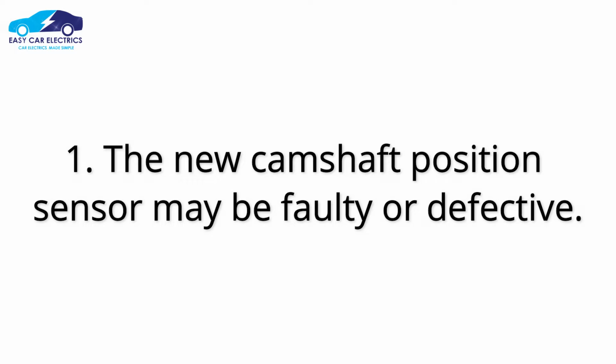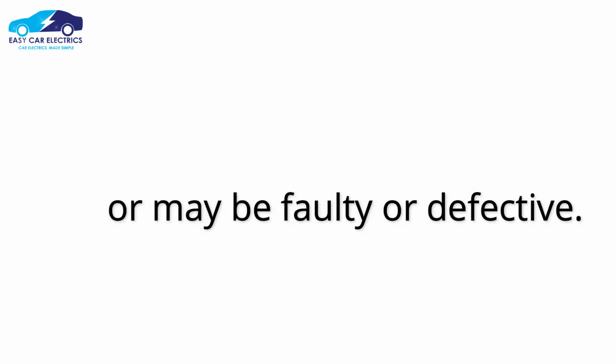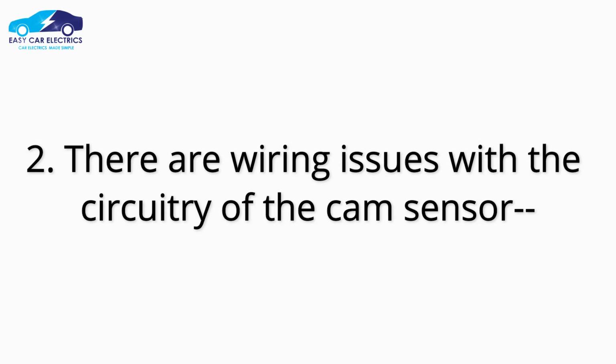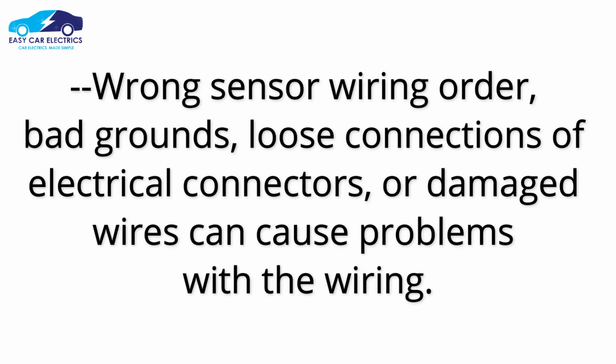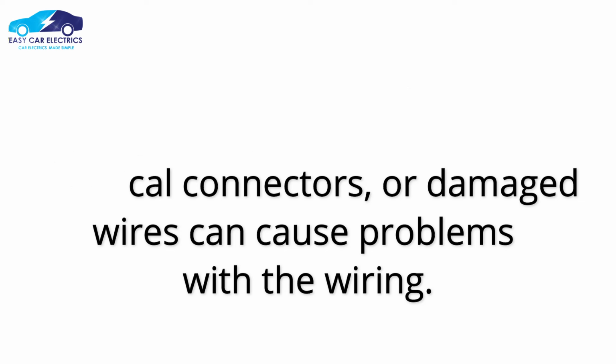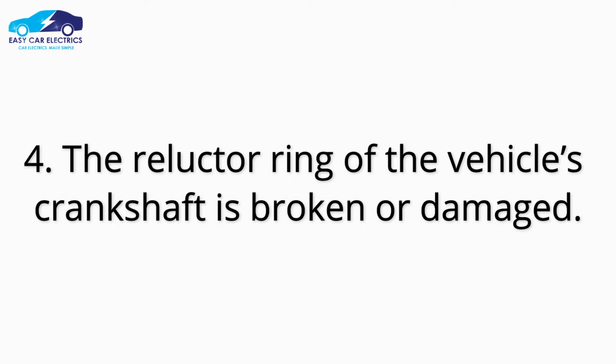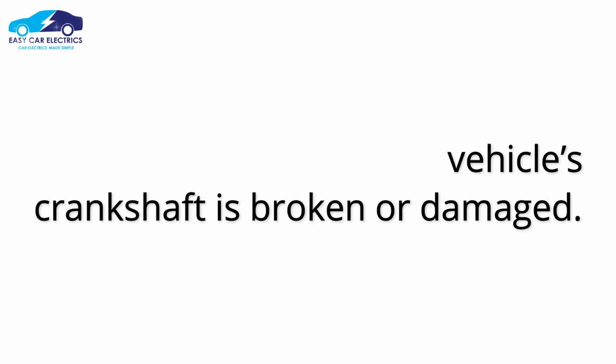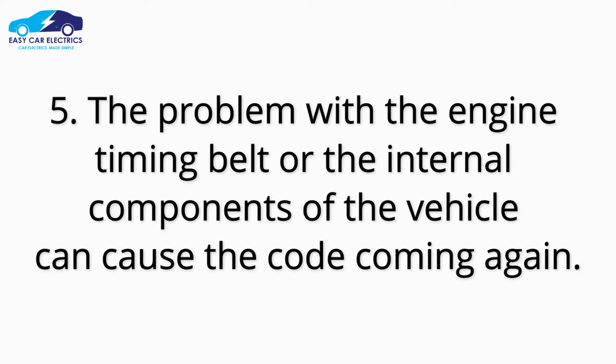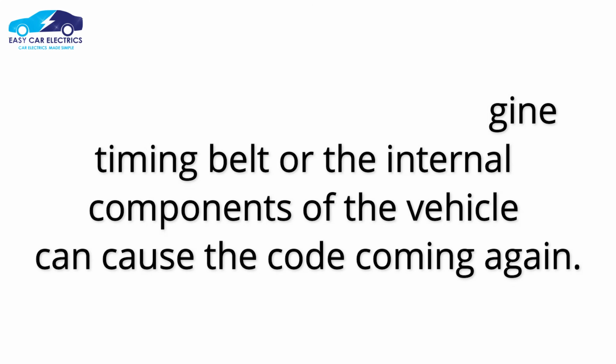The new camshaft position sensor may be faulty or defective. There are wiring issues with the circuitry of the cam sensor. Wrong sensor wiring order, bad grounds, loose connections of electrical connectors, or damaged wires can cause problems with the wiring. There are certain errors in the PCM of the vehicle. The reluctor ring of the vehicle's crankshaft is broken or damaged. The problem with the engine timing belt or the internal components of the vehicle can cause the code to come back again.